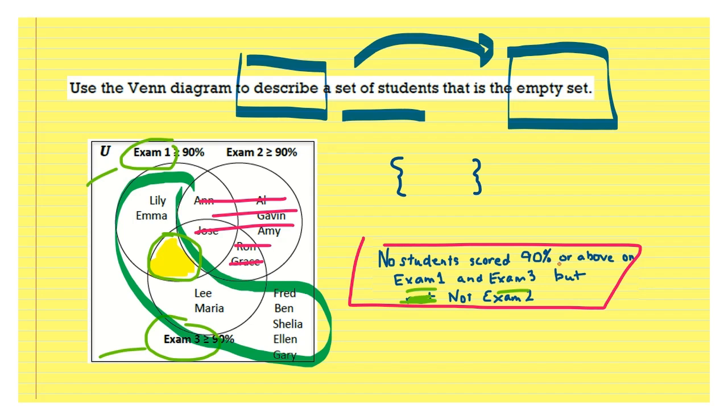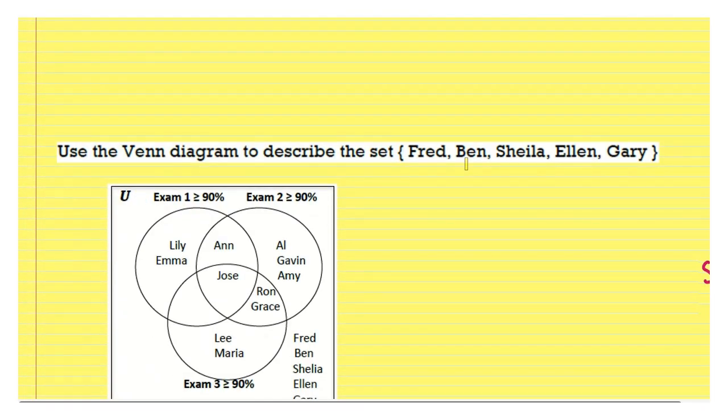No students scored 90% or higher on exam 1 and exam 3, but not exam 2. And that would be, which is an overlap. See, we're using the word and right here because this is literally an overlap area. Okay, so hopefully that makes sense. Let's go on to the next one.